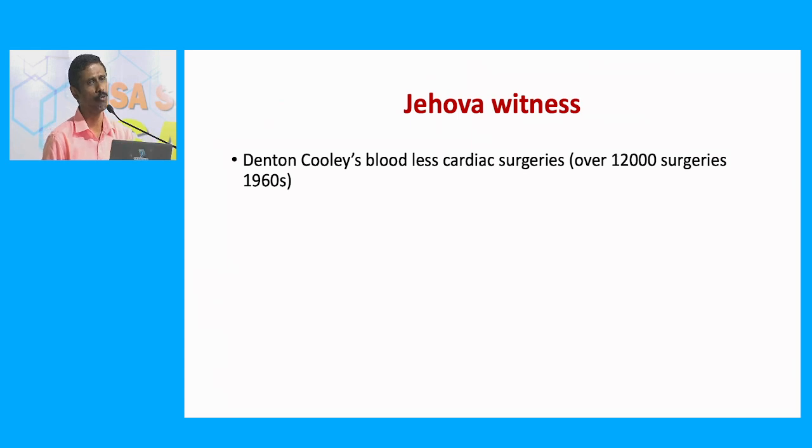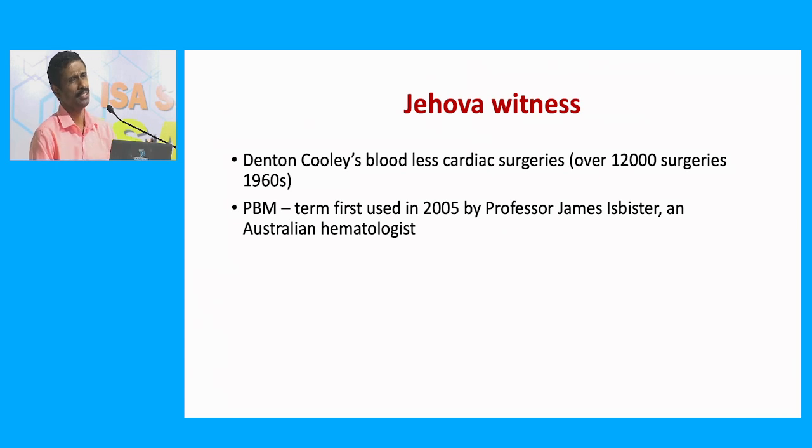In fact, the whole concept of patient blood management began with Dr. Denton Cooley's bloodless cardiac surgeries, over 12,000 surgeries in the 1960s. And he initiated this concept of three-pillar management of patient blood component. Every blood drop in a Jehovah's Witness would be important and you cannot transfuse, you're not allowed to transfuse any blood component in them. So all other principles of patient blood management other than transfusion become important in them. And the coining of this terminology, patient blood management, was first in 2005 by Professor James Isbister.